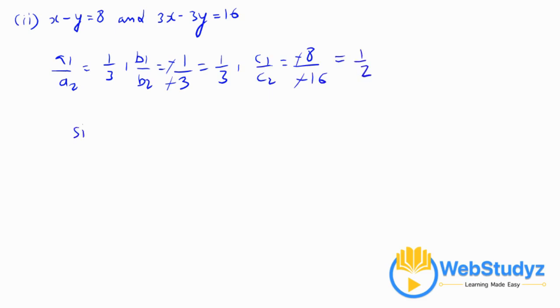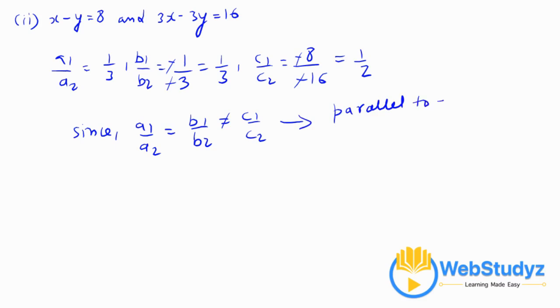So since a1 by a2 is equal to b1 by b2 is not equal to c1 by c2, that means the equations are parallel to each other, plus have no solutions, plus the linear equations are inconsistent.